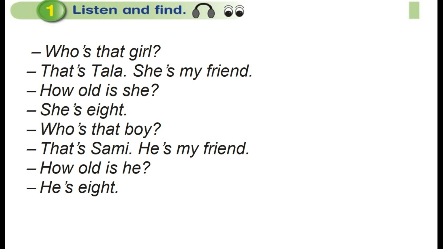Who's that girl? That's Tala. She's my friend. How old is she? She's 8. Who's that boy? That's Sammy. He's my friend. How old is he? He's 8.